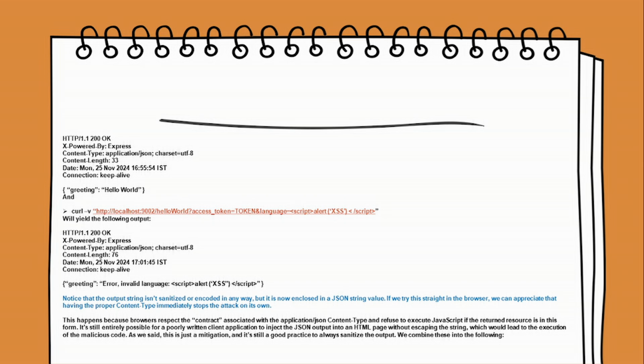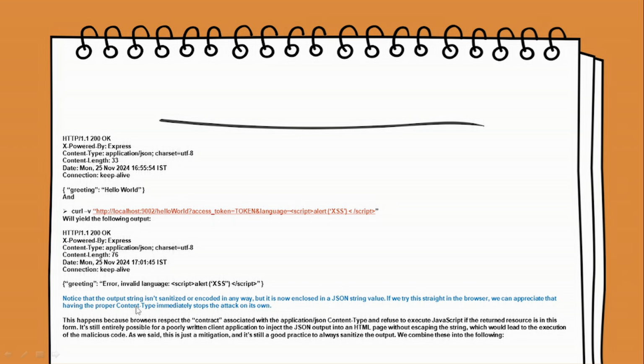So browsers have that feature also. If we are just passing this in JSON, it can stop the attack on its own. But in this case also the output is not sanitized. As we can see, the invalid language, the script part, whatever we are passing in the language in the URL, it's just embedded in the result also, but it is in the JSON form. This happened because browsers respect the contract associated with the application JSON content type and refuse to execute JavaScript if the returned resource is in this form.